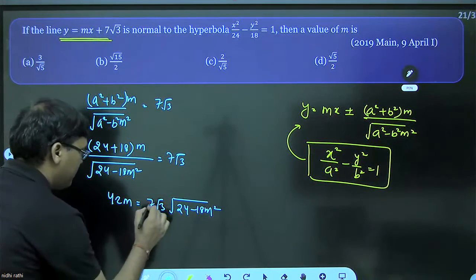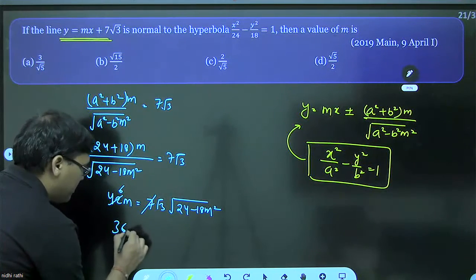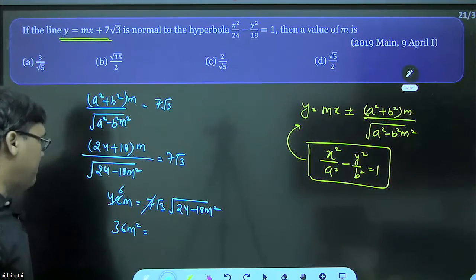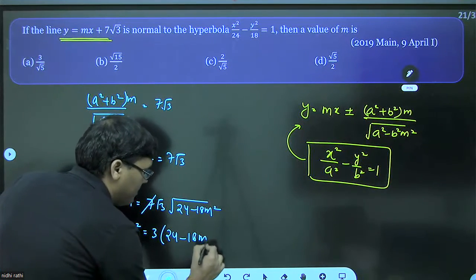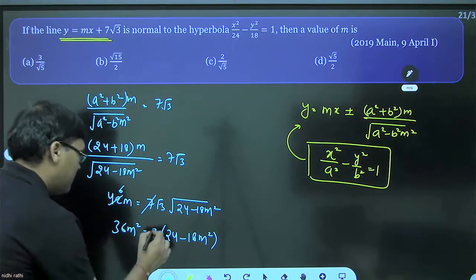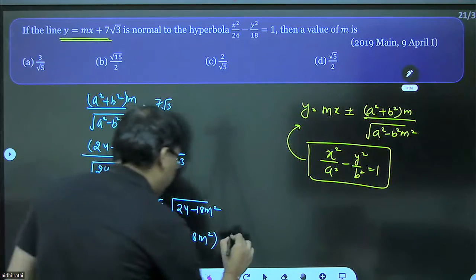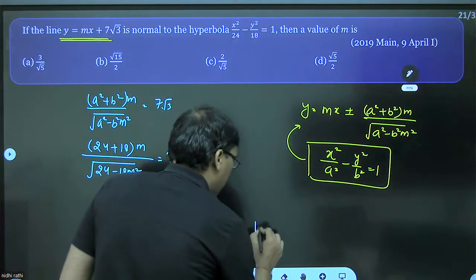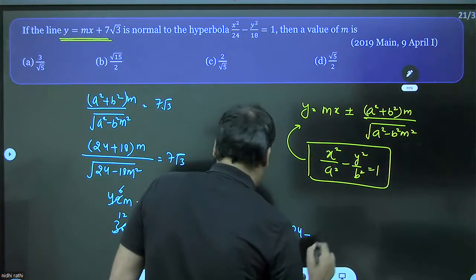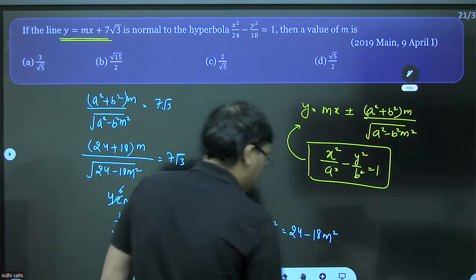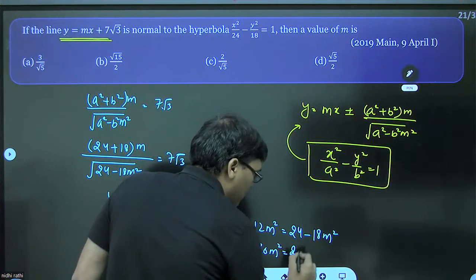So you can see this 6 cancels. If I square both sides, this is 36 m² equal to 3 times (24 minus 18 m²), right? So I can cancel this factor also. This is 12 m² equal to 24 minus 18 m². So I can simplify this. This is 30 m² equal to 24.